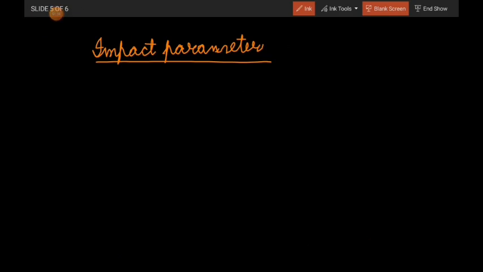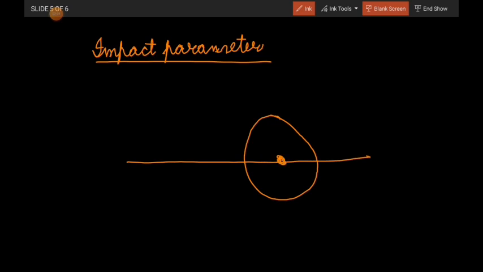Impact parameter. So what do we mean by impact parameter? Suppose this is our atom and this is the nucleus, and this is the nucleus line. Now we know that whatever alpha particle will be going will follow or trace its path when it reaches near the nucleus. If I have an alpha particle over here moving in this direction, the direction of this alpha particle will be like this.